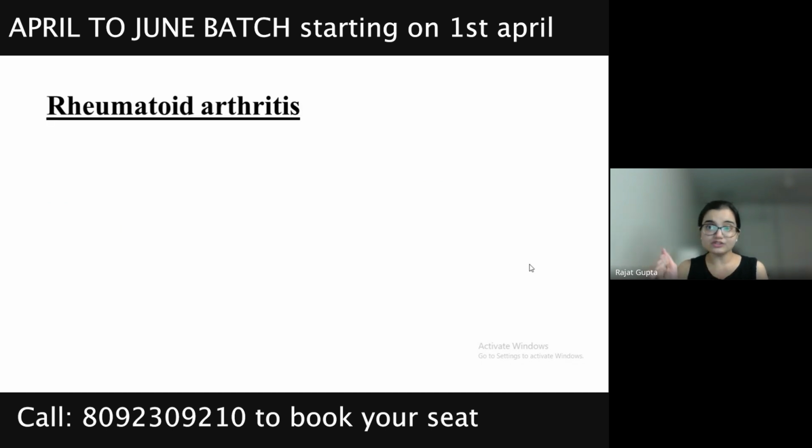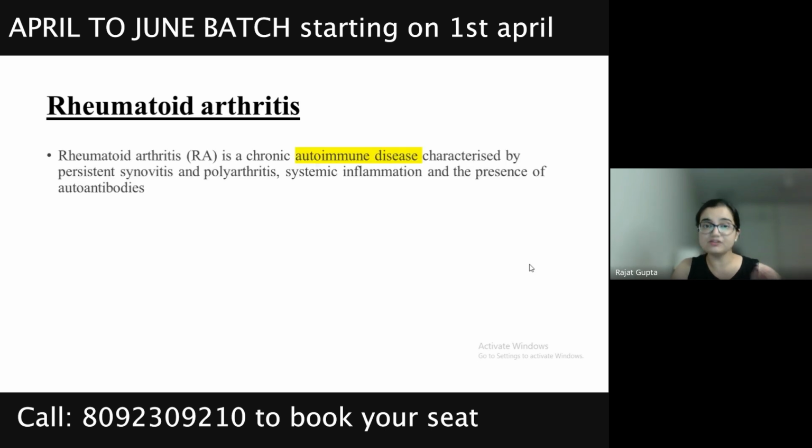Right, so we're done with the first subtopic, which is osteoarthritis. Now we're going to talk about rheumatoid arthritis. This is a different type of arthritis. It's not wear and tear. It's inflammatory arthritis, and it's an autoimmune disease. Because it's an autoimmune disease, it affects other parts as well.